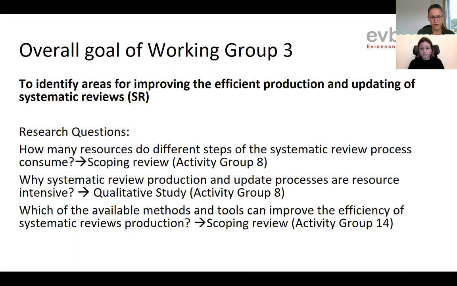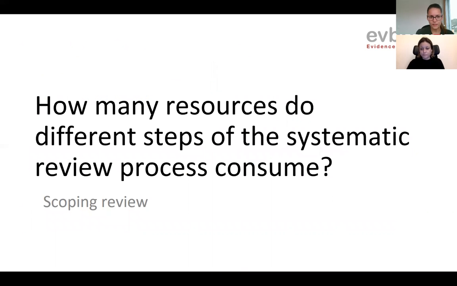Which of the available methods and tools can improve the efficiency of systematic review production is part of activity group 14, and we will also answer that with a scoping review. To get into detail on research question 1: how many resources do different steps of the systematic review process consume?